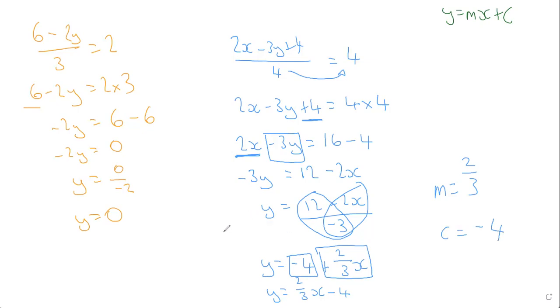So that's what you're doing today. You are rearranging formulas and then finding the gradient and the intercept. So get it from whatever form it's in into y equals mx plus c. And then once you've done that, you can just read what m and c are.